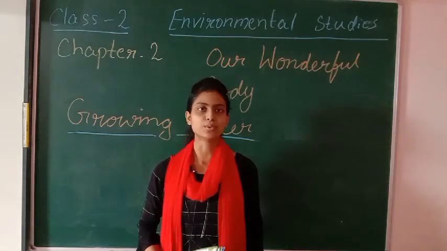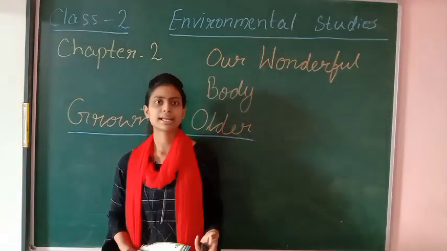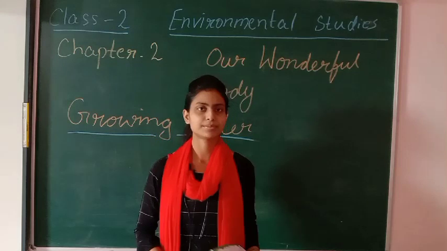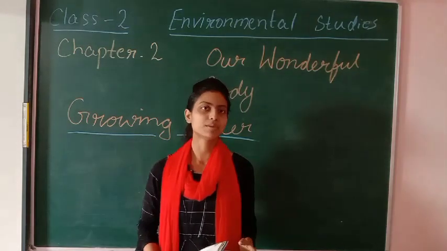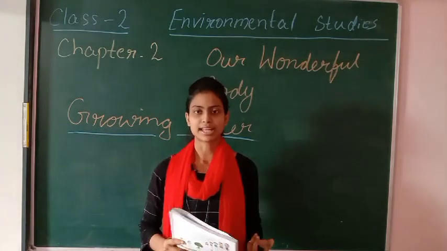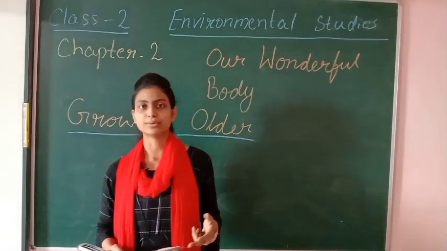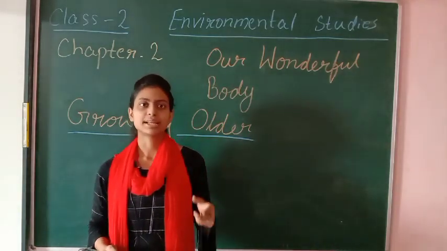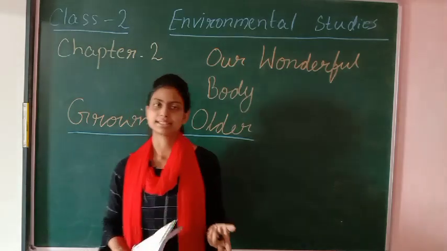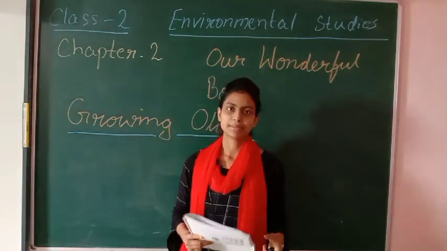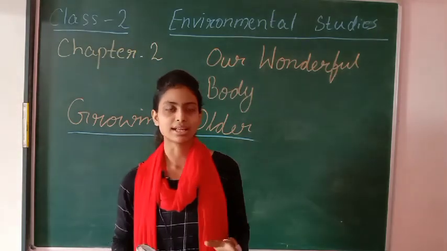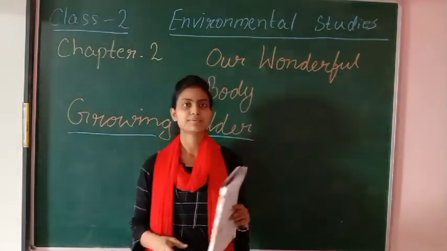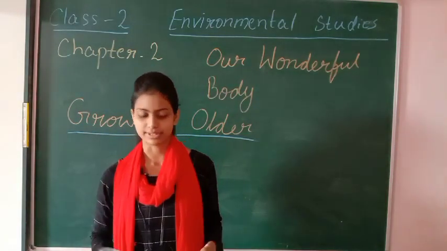How do we grow older? We grow older as the time passes. First of all, we are born as small babies, and as the time passes we go on growing older and older. First of all we are babies, after that we become children, then we become adults. So these are all our stages of life where we grow older and older.